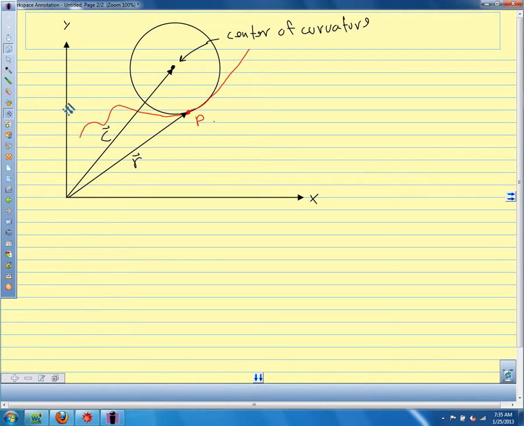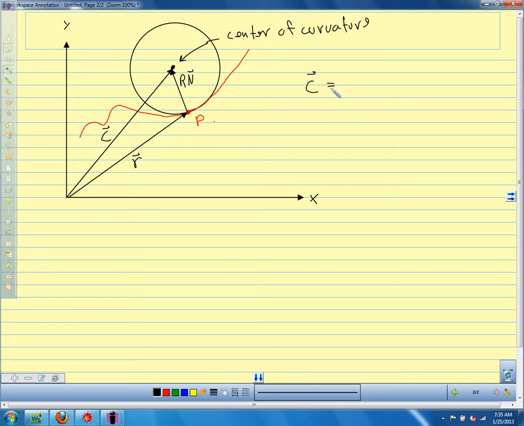So I'm going to draw in that vector. That vector is going to be our radius of curvature times our principal unit normal vector. So the position vector to the center of curvature, C, from our diagram, is the position vector to the point that we're interested in, plus r times our principal unit normal vector. So the osculating circle is a circle that most closely approximates the curve at point P. So this is our expression for finding the center of curvature.